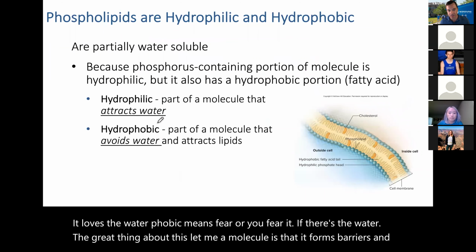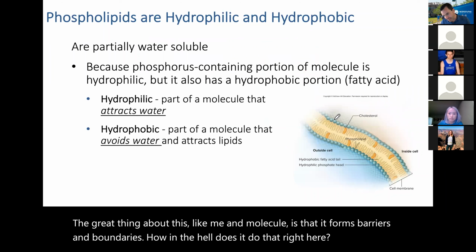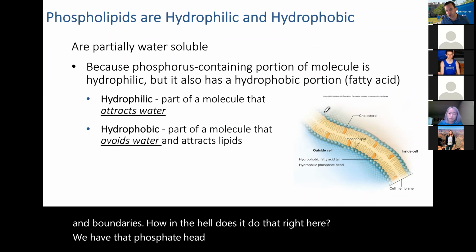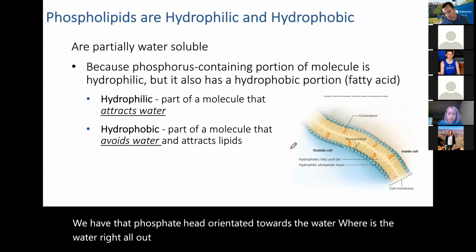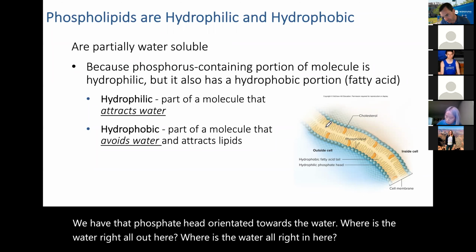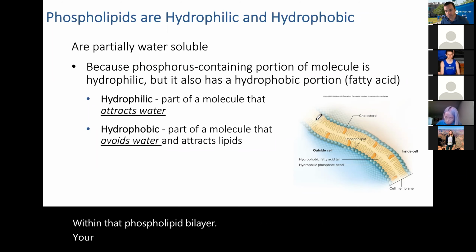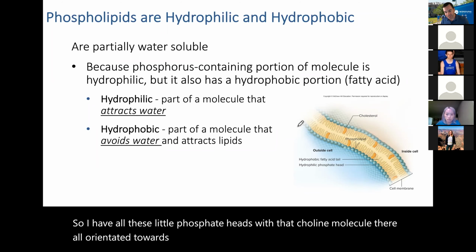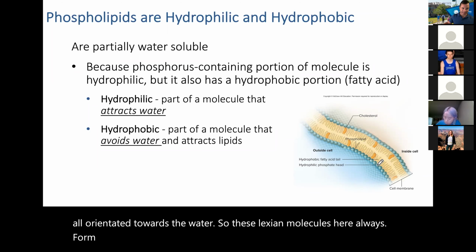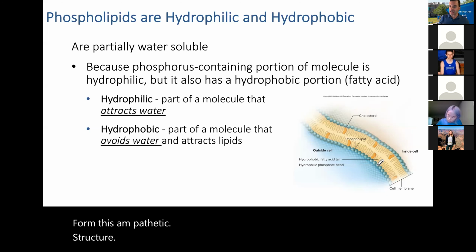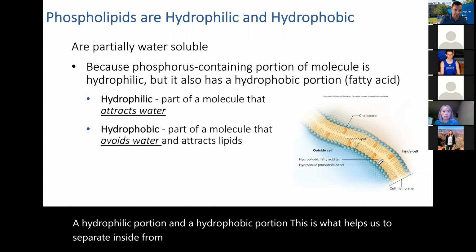How does it do that? Right here, we have that phosphate head orientated towards the water. Where's the water? All out here. Where's the water? All in here. Where is no water? Right here, within that phospholipid bilayer, your cell membrane. So I have all these little phosphate heads with that choline molecule, all orientated towards the water. So these lecithin molecules always form this amphipathic structure, a hydrophilic portion and a hydrophobic portion. This is what helps us to separate inside from outside, outside from inside.